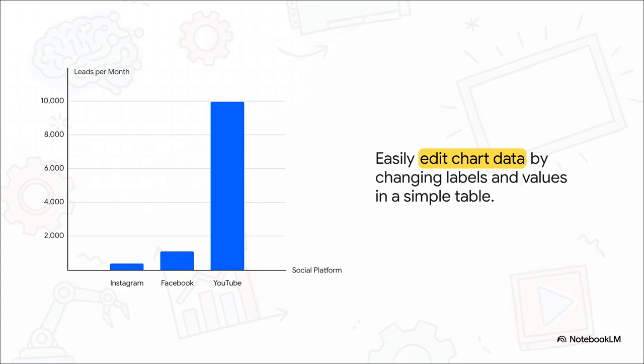You're looking at a bar chart here, right? To change it, you literally just click Edit, and it pops up a simple table where you can type in your own labels and numbers. So here you can see we've swapped out the placeholder data to show leads from different social media platforms. It's a really straightforward way to get a professional-looking chart.